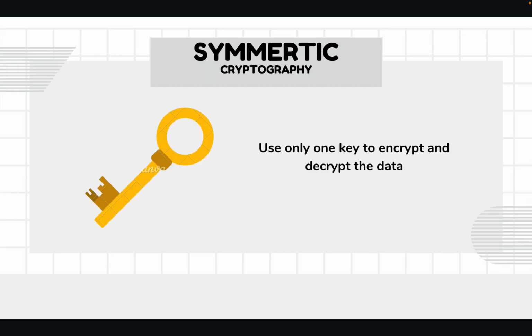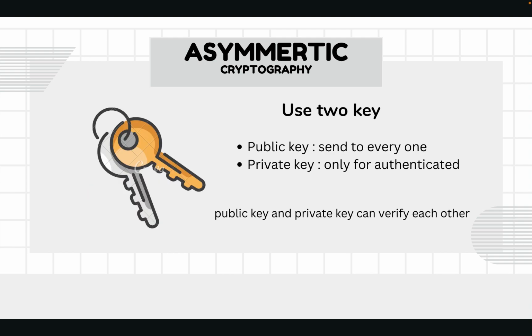So let's talk further about symmetric cryptography. Symmetric key algorithms are cryptographic algorithms that use the same cryptographic key for both the encryption of the plain text and the decryption of the ciphertext. The keys may be identical, or there may be a simple transformation to go between the two keys. So we can summarize that symmetric cryptography uses only one key to encrypt and decrypt the data.